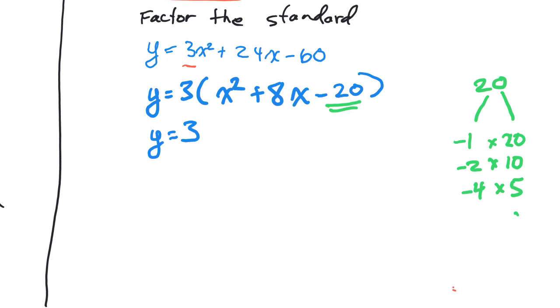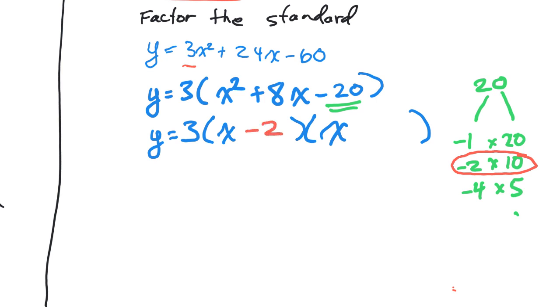All right, so now we can add. So check. -1 plus 20 gives us 19. Doesn't work. But -2 times 10, does that work? That works as 20, but when we add it, yes, it works. So that is our answer. So we can write this as x, and then we're going to have -2 and plus 10. So that's it for our answer.